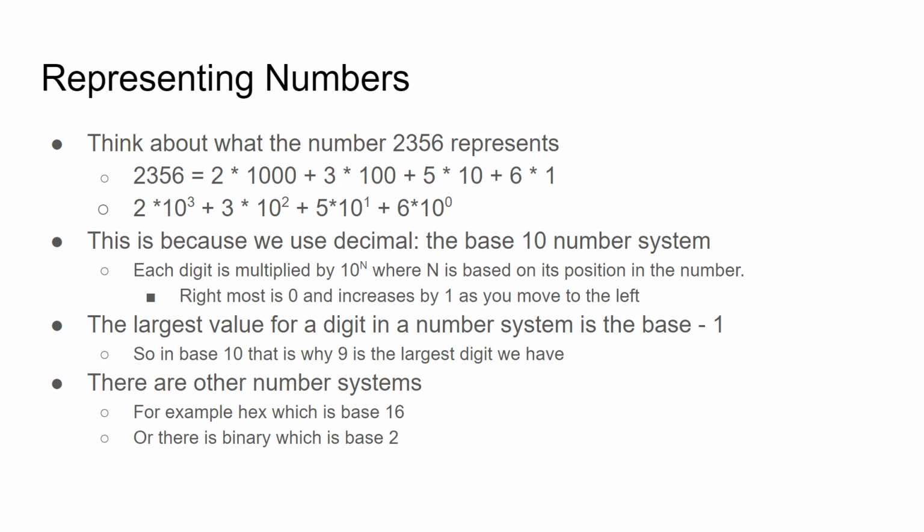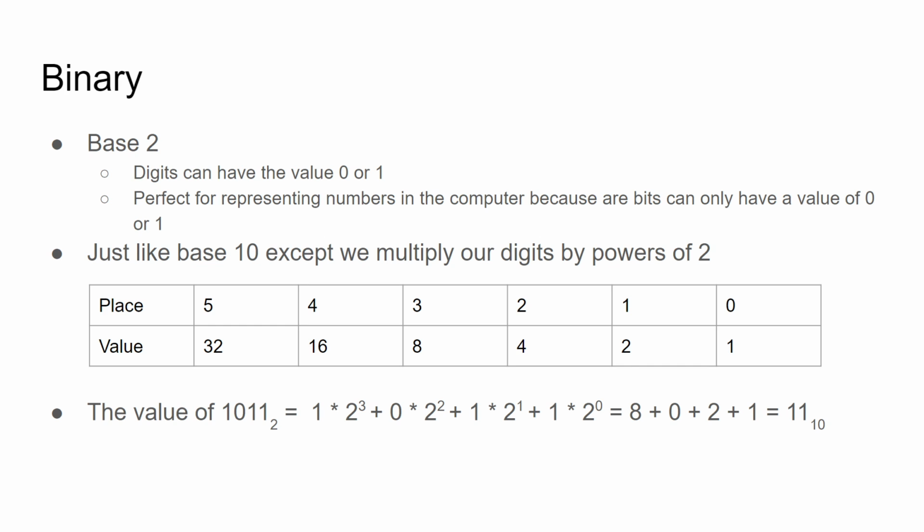In a number system, the largest digit you can have in each spot is the base minus 1. Since we're in base 10, we can have digits up to 9. If we were in base 20, we could have digits up to 19. In base 3, digits up to 2. In base 2, digits up to 1. There are other number systems that we use frequently when working with the computer: hex, which is base 16, and binary, which is base 2.